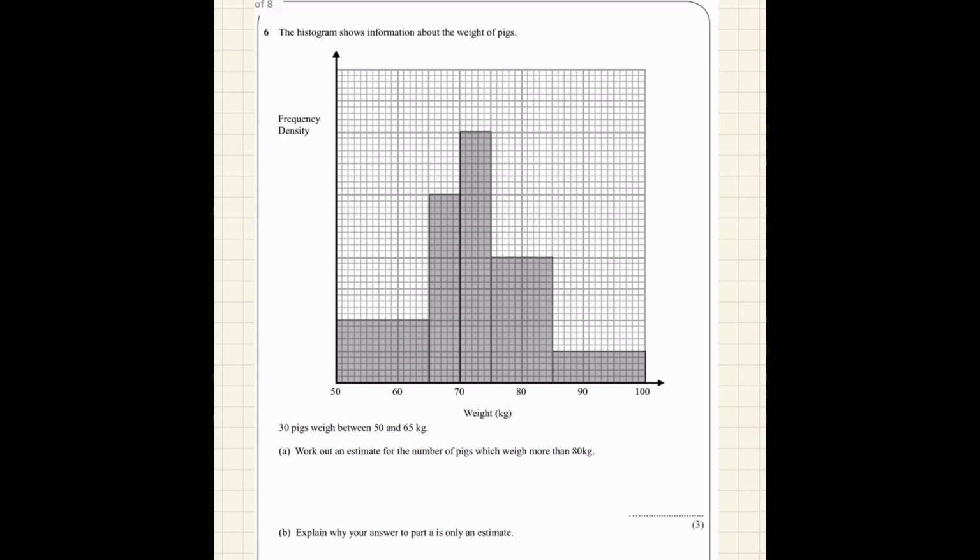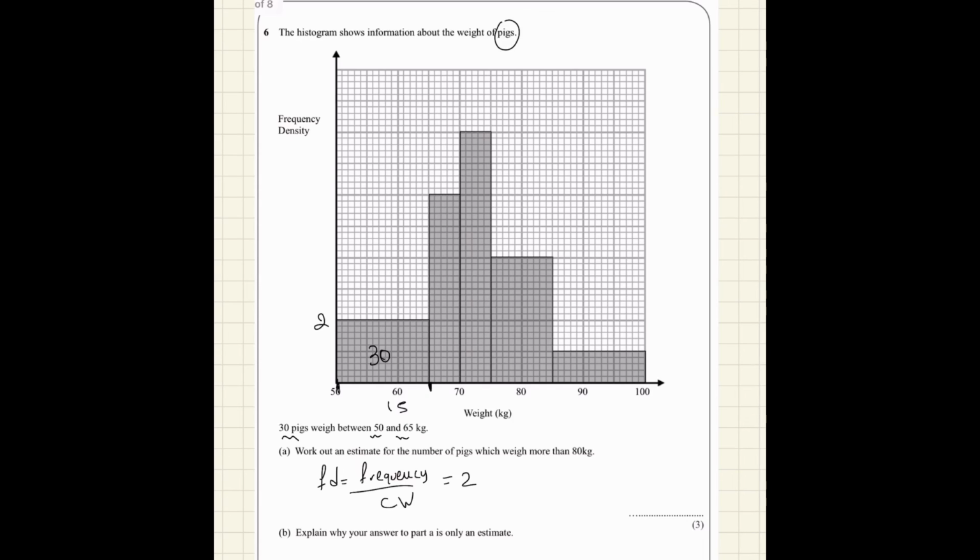So the last type of question could potentially ask you, okay, the diagram shows the information, again, for the weight of pigs, again, instead of people. So 30 pigs weigh between 50 and 65. So between 50 and 65, you've got 30. So how can I use that information? Well, it means that the frequency density is frequency over class width. So 30 over 15. So that means this is 2.